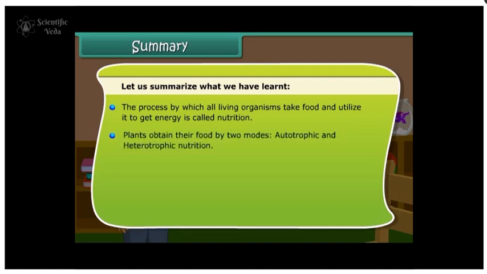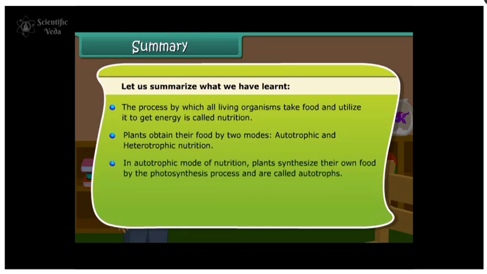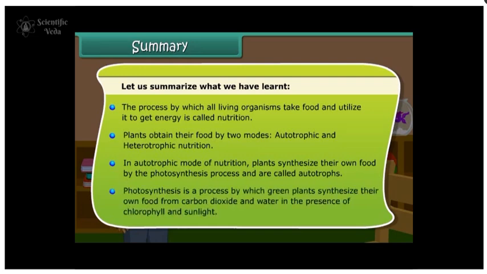Plants obtain their food by two modes: autotrophic and heterotrophic nutrition. In autotrophic mode of nutrition, plants synthesize their own food by the photosynthesis process and are called autotrophs. Photosynthesis is a process by which green plants synthesize their own food from carbon dioxide and water in the presence of chlorophyll and sunlight.